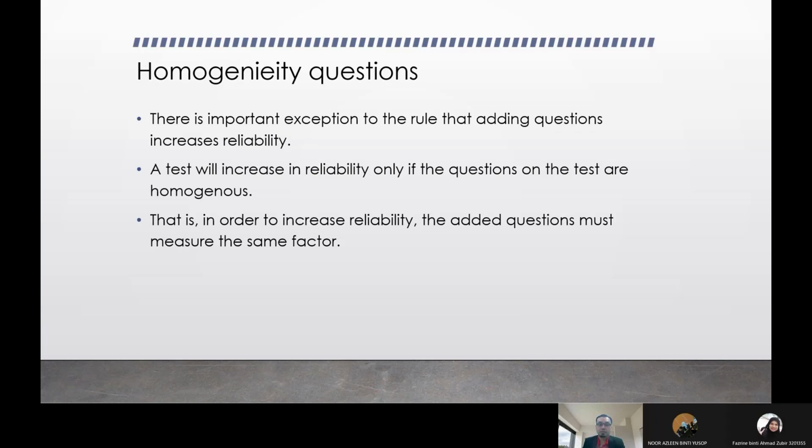Homogeneity of questions. So there is an important exception to the rule that adding questions increases reliability. A test will increase in reliability only if the questions on the test are homogeneous. That is, in order to increase reliability, the added question must measure the same factor. Even though kita nak tambah ke, nak buang soalan ke, kena make sure the condition of the questions tu in a homogeneity form. Maksudnya dalam keadaan yang samalah. Benda-benda ni kita consider lepas kita run the first test. Then only we know kita punya soalan tu homogeneous ke tak homogeneous.